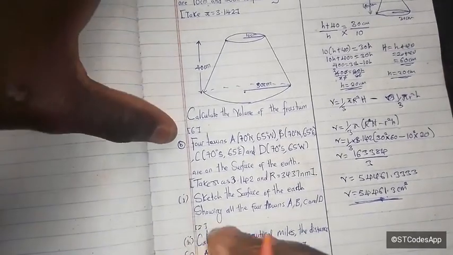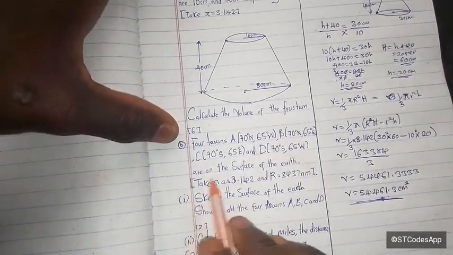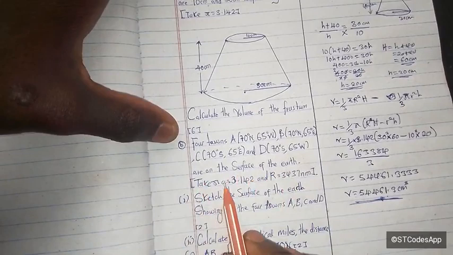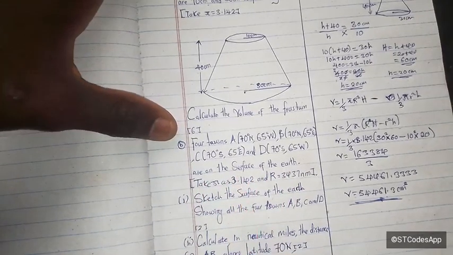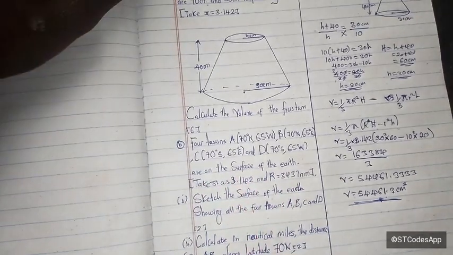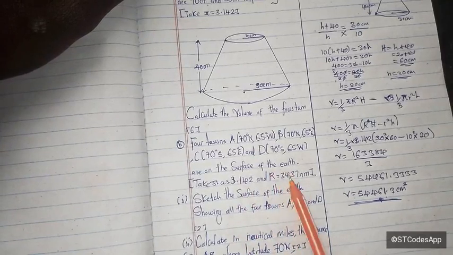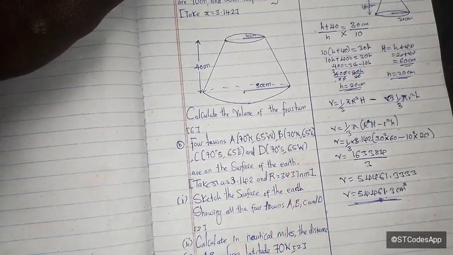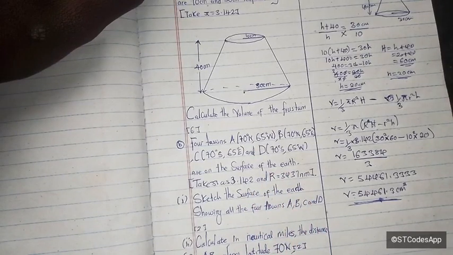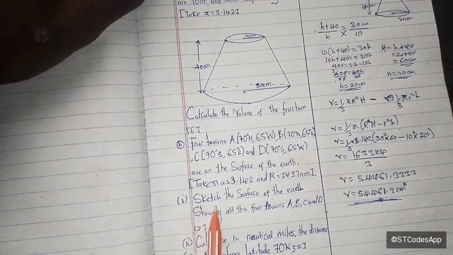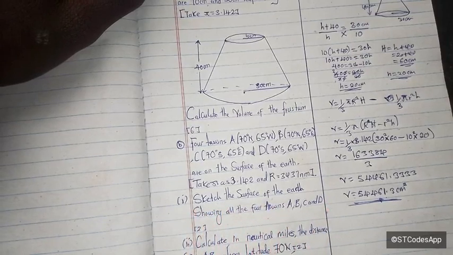They are saying on the surface of the earth, take pi as 3.142 and radius to be 3,437 nautical miles. The first question here, which is Roman numeral number 1, is saying sketch the surface of the earth showing all the 4 towns, A, B, C, and D, 2 marks.